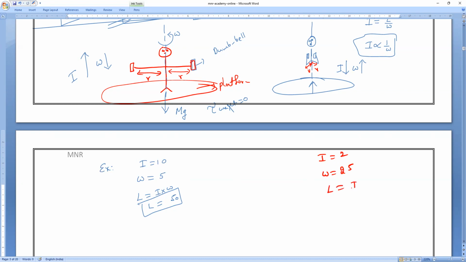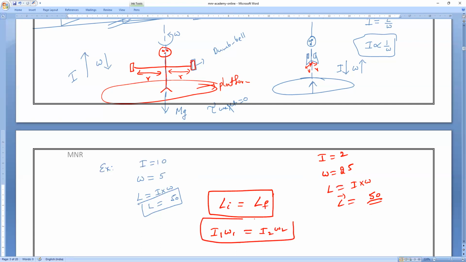Now, if you calculate I into omega, what is the answer? Everybody, yes, please. The angular momentum is the same. So in the sense, initial angular momentum is equal to final angular momentum. What is the formula? If I take the initial momentum, I1 omega 1 is equal to I2 omega 2. This is the basic formula for conservation of angular momentum.